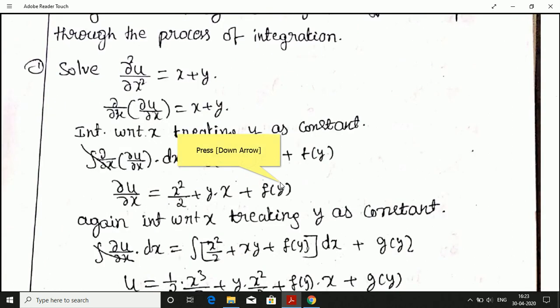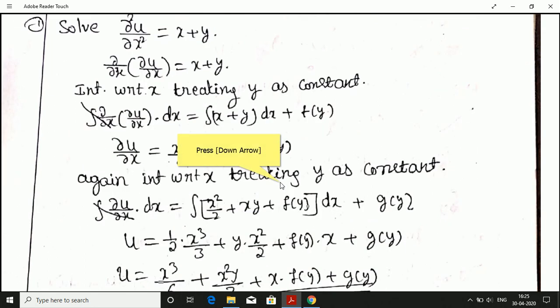Okay. Solve del square u by del x square is equal to x plus y. In this equation, u is the dependent variable, x and y are the independent variables. Okay. u will be the solution of this differential equation. The given equation can be rewritten as del by del x of del u by del x, nothing but del square u by del x square only. I split del square u by del x square as del by del x of del u by del x, that is equal to x plus y.